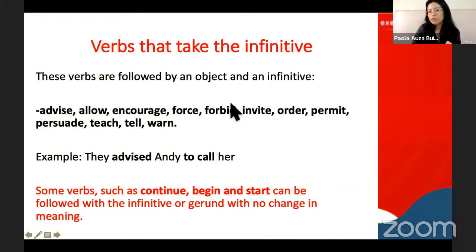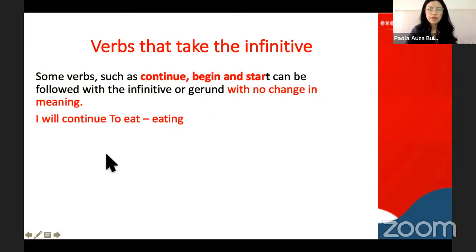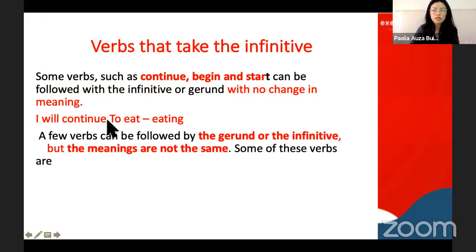You don't need to remember this. Just recognize the use. That's all. You don't have to remember all of them. It's just with practice that we know this. Like I mentioned, continue, begin, and start can be followed with the same. So, for example, I will continue to eat, or I will continue eating is the same, because we have continue.